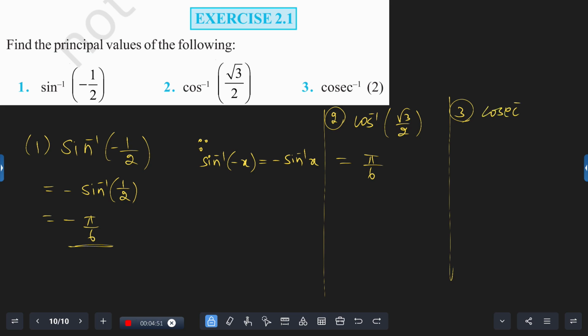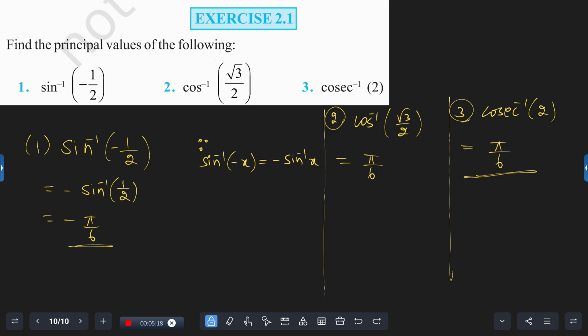Cosecant inverse of 2. For what angle will you get 2 in a cosecant? 30 degree, which means pi by 6. Sin 30 is 1 by 2, and the reciprocal is 2, so that is pi by 6. So directly we can write like this, or else you can check the domain first.